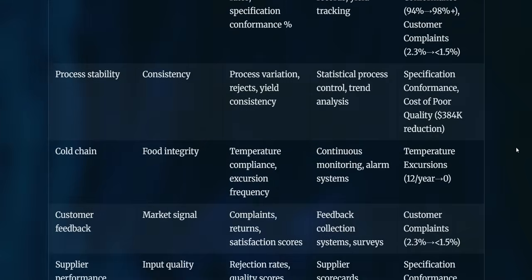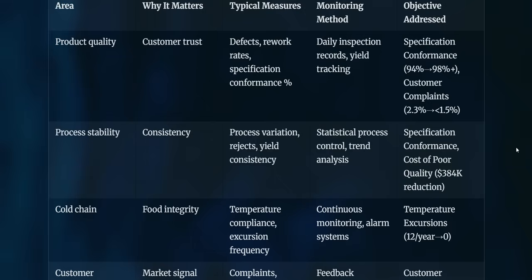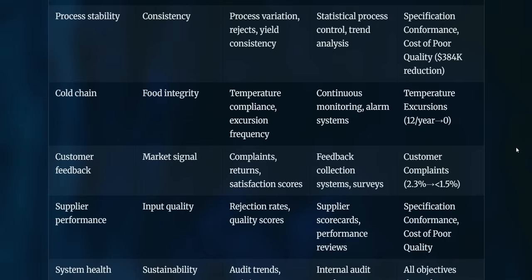The other area we have is customer feedback, and it matters here as a market signal. The typical measurements for customer feedback include complaints, returns, and satisfaction scores. Typical methods to measure customer feedback include feedback collection systems and surveys. The objectives addressed with measuring customer feedback include customer complaints reduction.